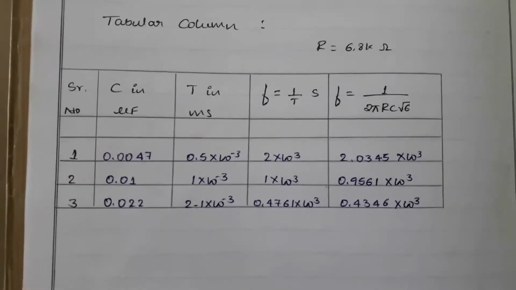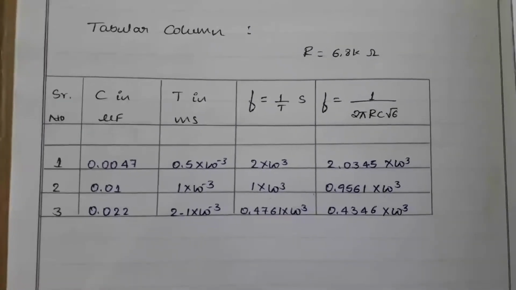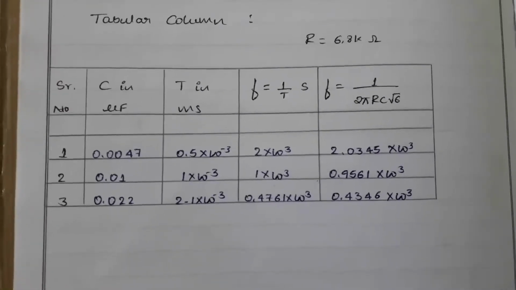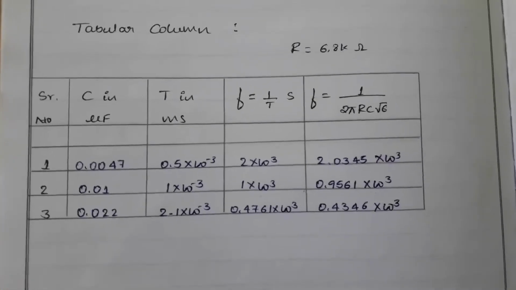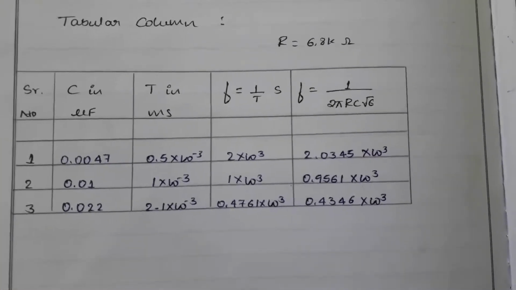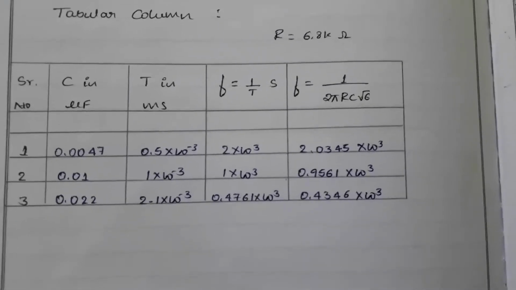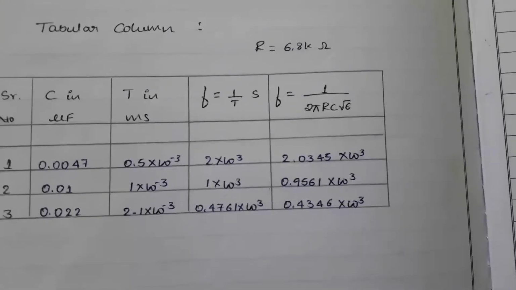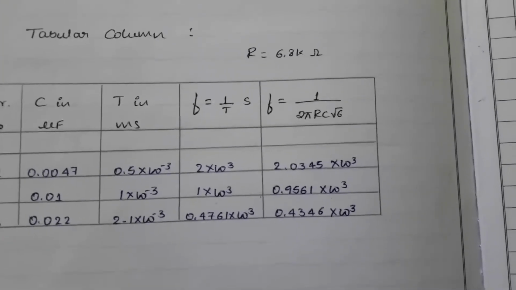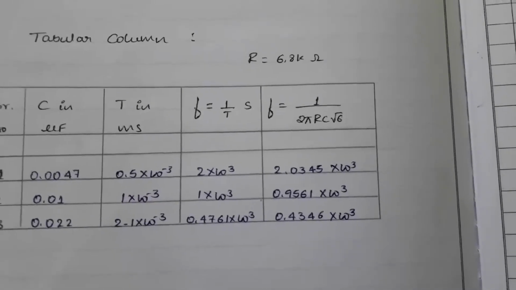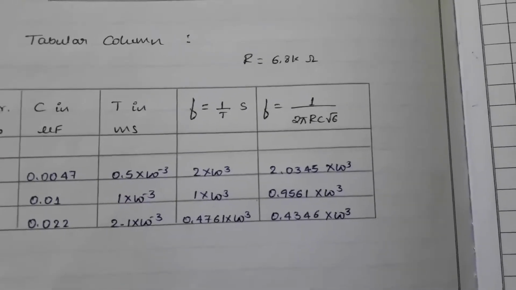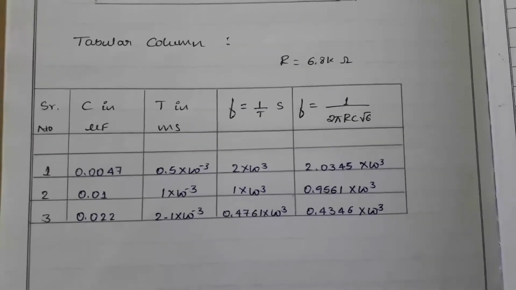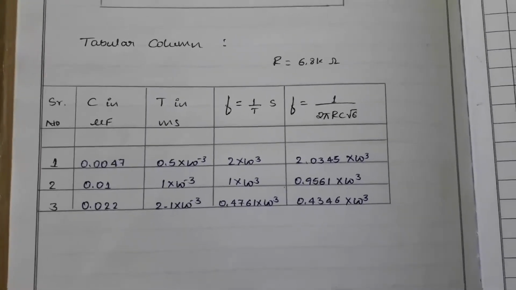And this is the tabular column to determine the frequency of the oscillator. First column, capacitance. The second column to measure the period, and the third column to find out the frequency by doing the experiment, and the last column is also to find out the frequency but by theoretical calculation, and the formula to find out the frequency is F equals 1 divided by 2 pi RC square root of 6. This is the tabular column to find out the frequency of the oscillator.